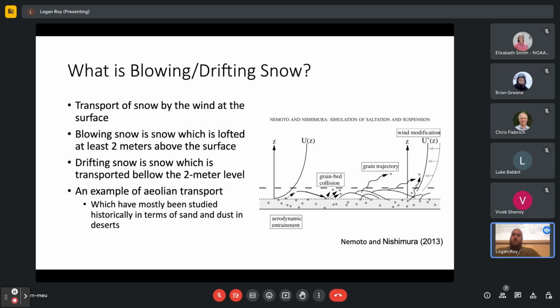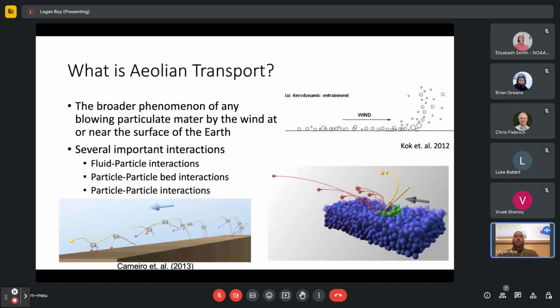And so a lot of the fundamental results come from those reports. Let me take a couple of moments to explain what Aeolian transport is. Like I said, it's just the broader phenomenon, and a lot has been done about it in those circles.